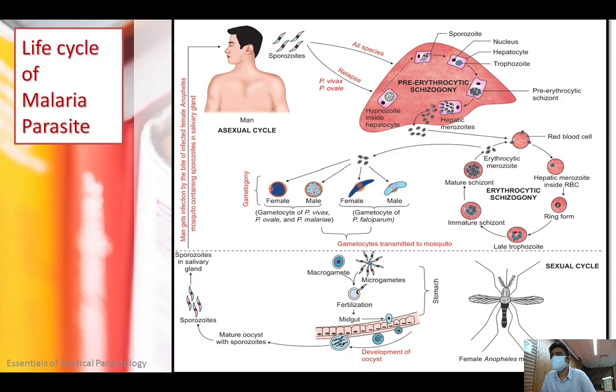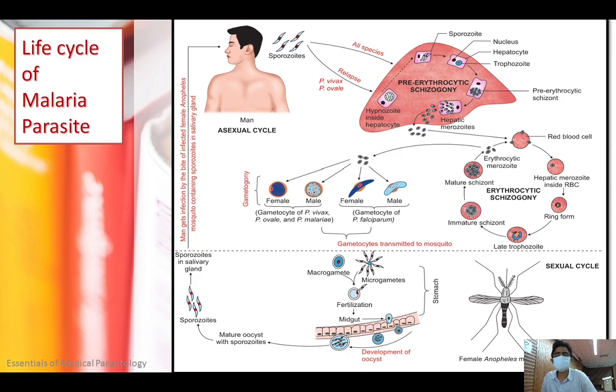Whenever a mosquito bites a human, in the event of taking a blood meal, it regurgitates saliva from its salivary gland, which is replete with sporozoites, because the sporozoites are basically stored in the salivary gland. So when the mosquito bites, along with the saliva the sporozoites are inoculated into the human. Once inoculated, they go to the liver. As you can see, the sporozoites are taken into the liver.